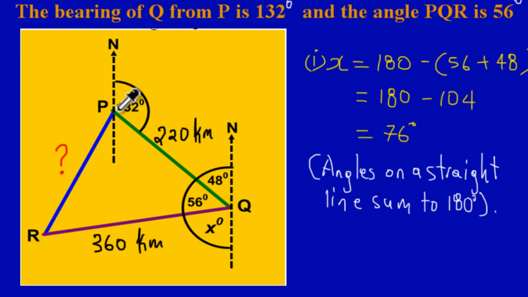Now if you notice what is happening here, guys, and let me just use my pointer quickly, the line segment PQ they have given us to be 220 kilometers, and the line segment RQ they have given us to be 360 kilometers. These two line segments form the angle of 56 degrees. So the two lines they have given us are sandwiching an angle in between. When you have a situation like that, where the two line segments sandwich an angle in between, you can use the cosine rule to find the side that is opposite, that is across from it.